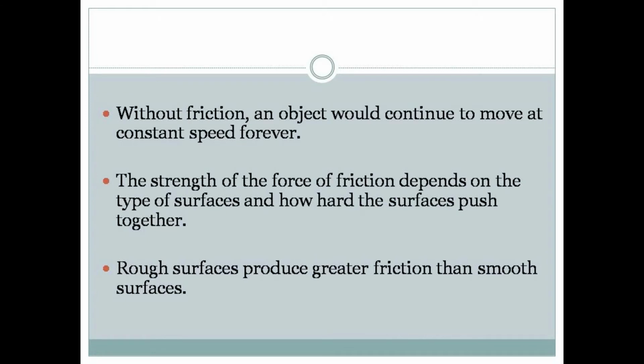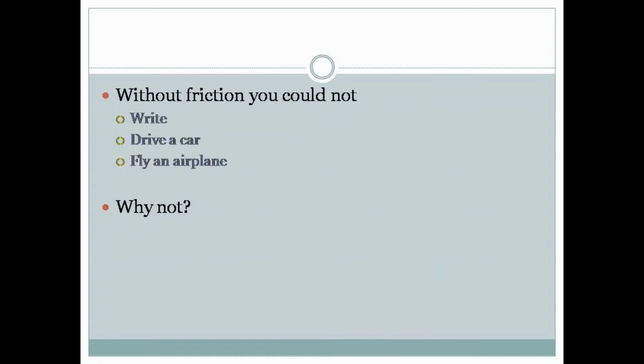Without friction, an object would continue to move at constant speed forever. The strength of the force of friction depends on the type of surfaces and how hard the surfaces push together. Rough surfaces produce greater friction than smooth surfaces. Without friction, you could not write, drive a car, or fly an airplane.